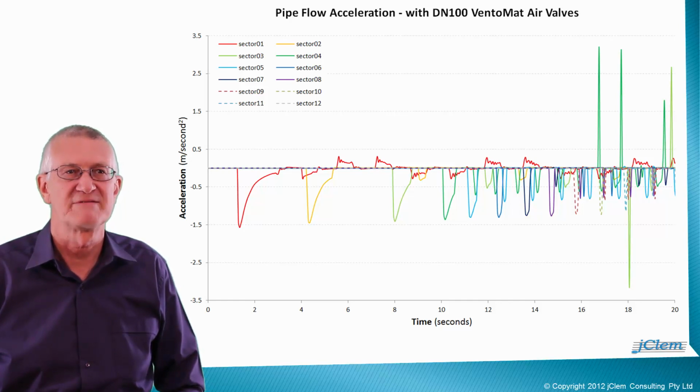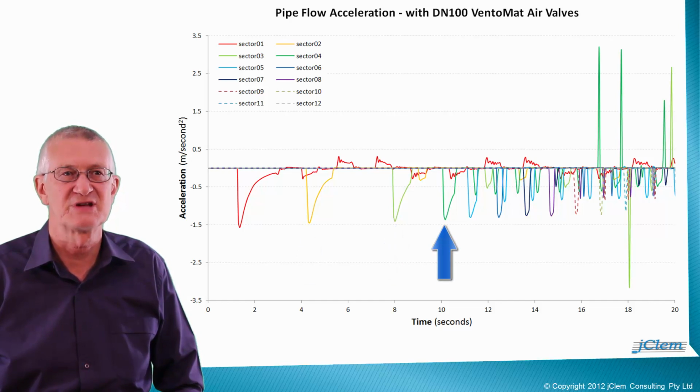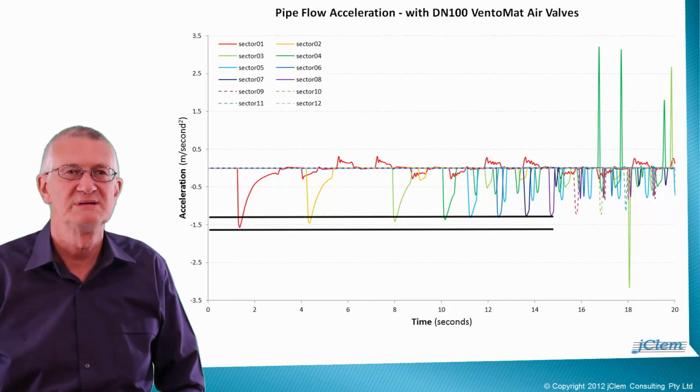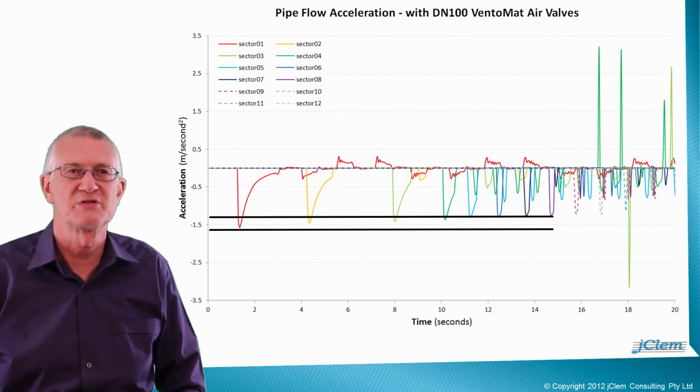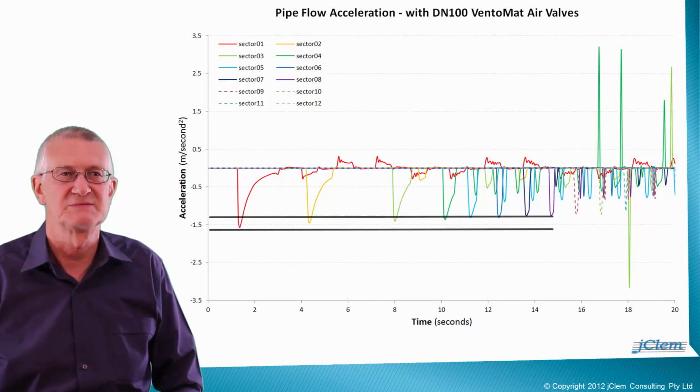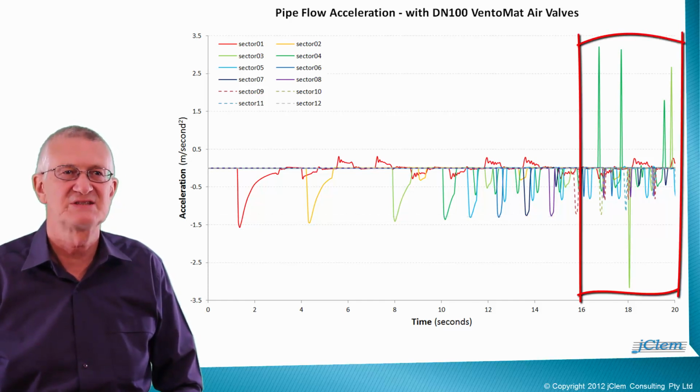Note from this graph, the initial pressure wave arriving at successive midpoints, here, and here for example, shows the same sharp deceleration of the fluid in the order of 1.6 to 1.3 meters per second squared, as the case without any air valves. After 16 seconds, the interaction between the fluid and air valve operation introduces fluid accelerations that are much larger than generated by pump stoppage.